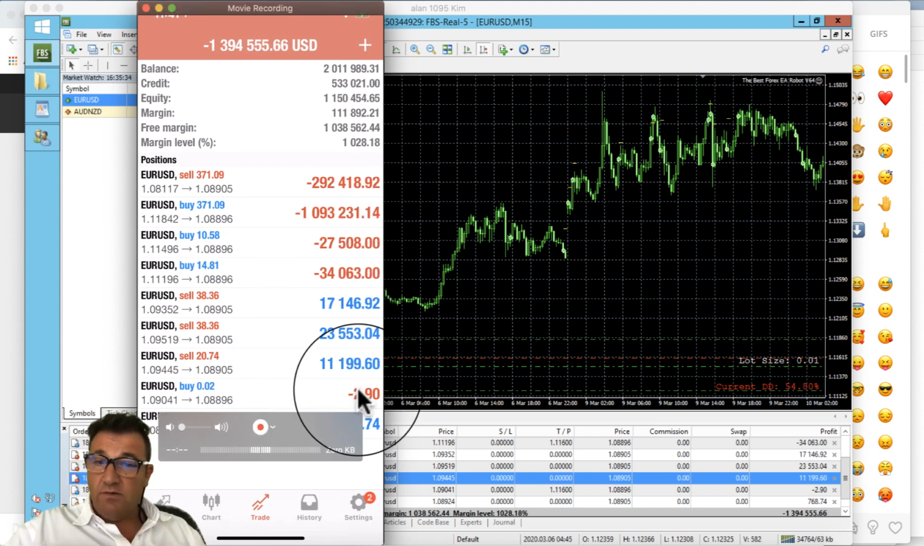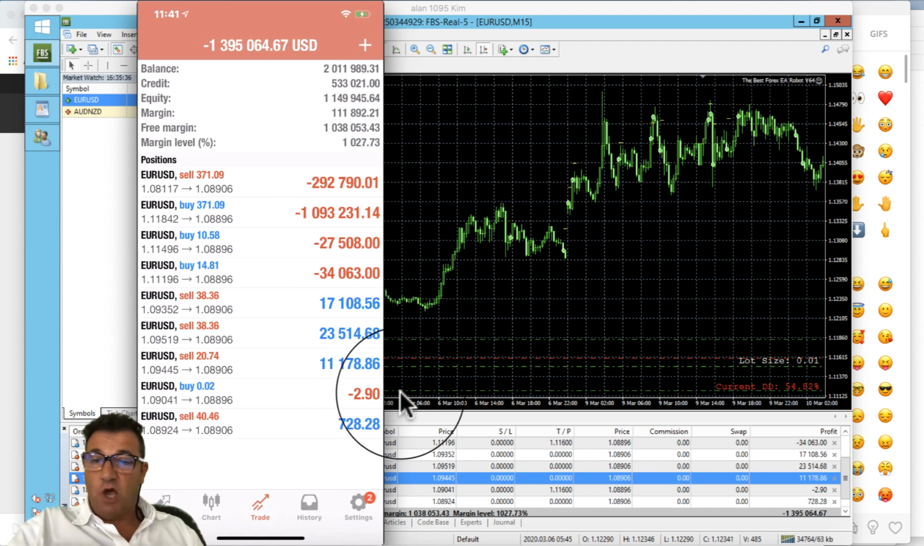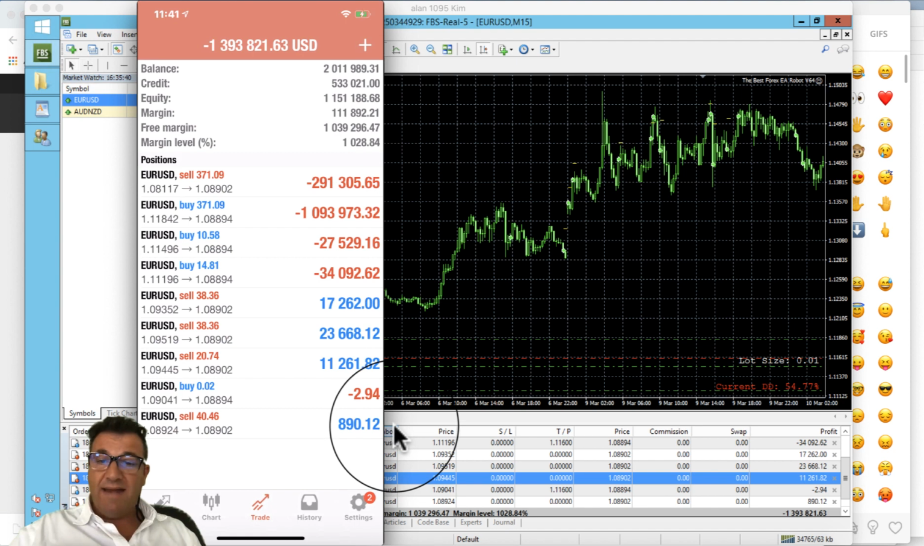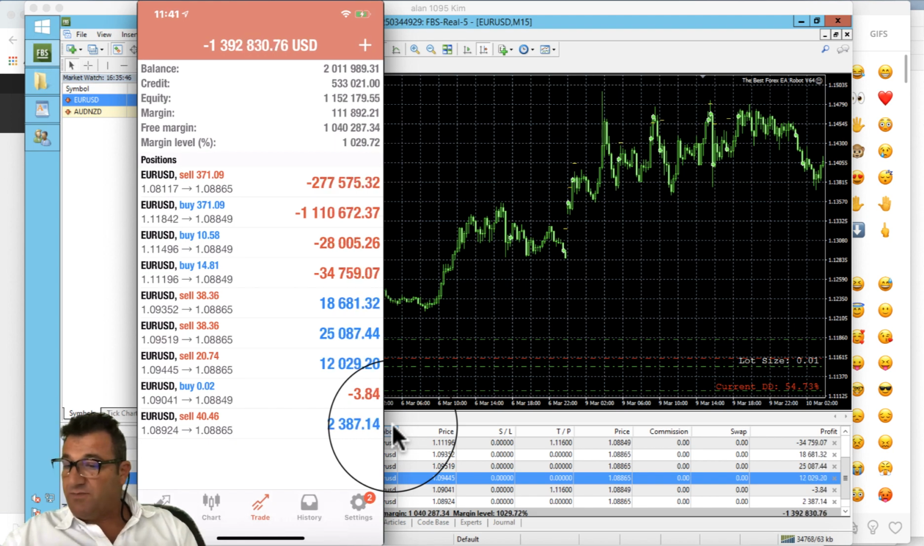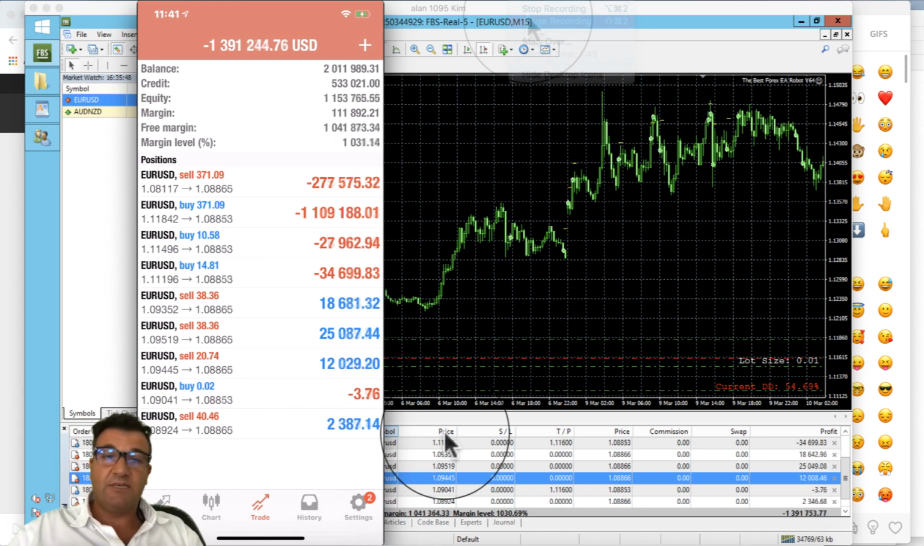So as you can see, the next trade is opened, which is the 0.02 over there, and then I opened my next trade, which is a 40.46. So let's go back to the calculator and let's prepare MT4 to open up the next trade.